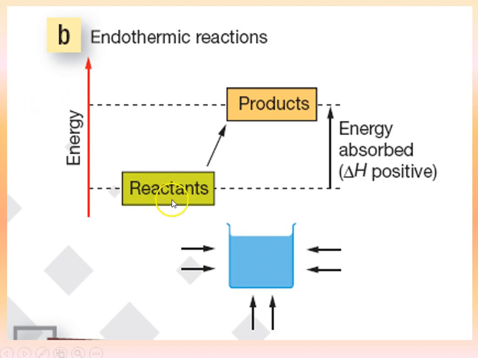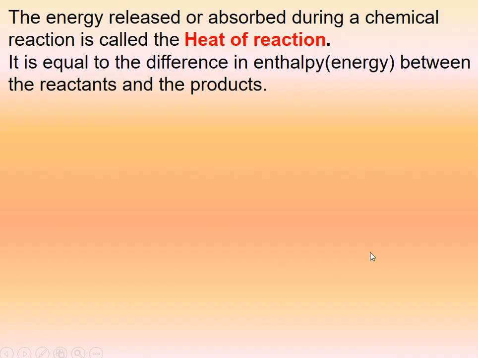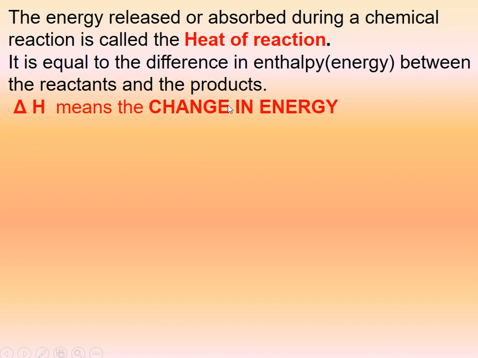In this case, you've got a certain amount of energy in your reactants, and you've added energy to give the energy that's in your products. So the change in H is positive for that one. The energy released or absorbed during a chemical reaction is called the heat of reaction. Sometimes you might see the heat of combustion. So it's the amount of heat that's been released or taken in. It's equal to the difference in the enthalpy or energy between the reactants and the products. So like I said, that little symbol, I think it's delta, means change in energy or change in enthalpy.